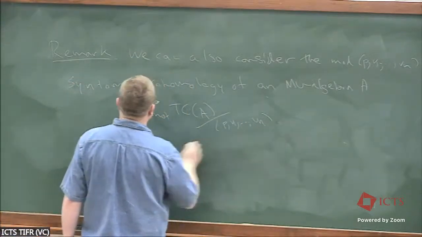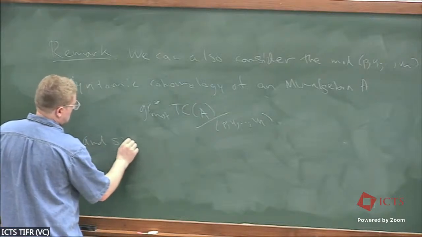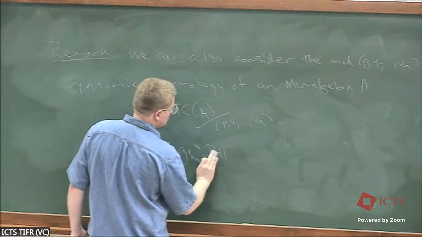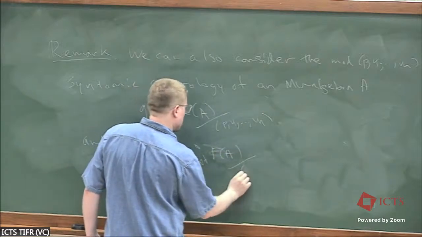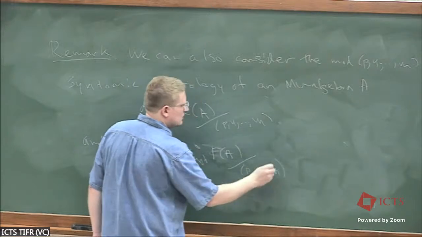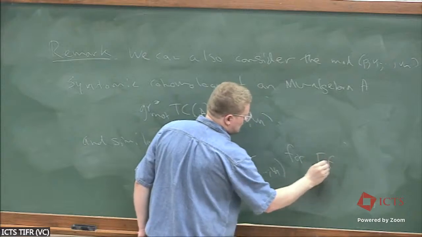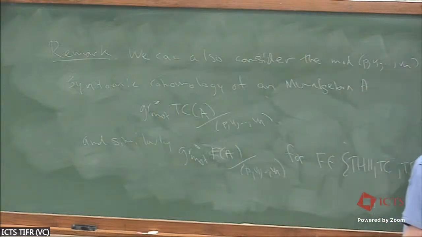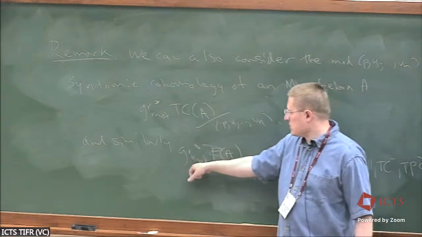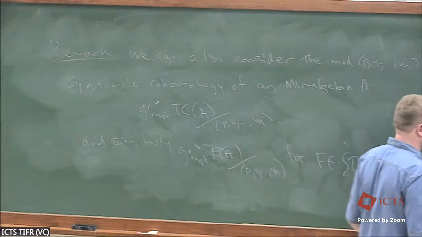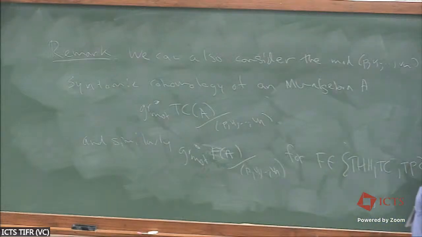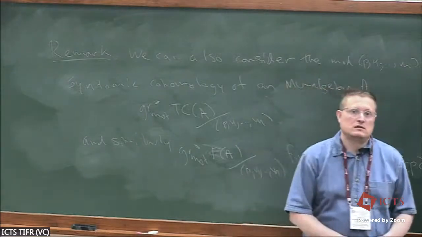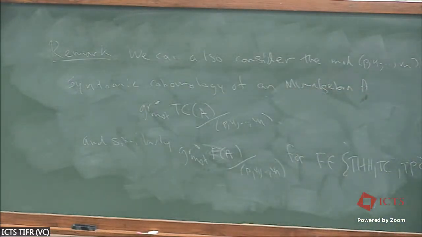And similarly, we can do gr-motivic F of A mod (p, v1, ..., vn) for all those functors we cared about. So for F equal to THH, TC minus, TP, etc., all of these things are modules over the gr-motivic even filtered sphere. And so we can tensor over that with the mod (p, v1, ..., vn) thing. And moreover, if A is an E2 MU algebra, then these are also going to be rings. They'll be E1 rings.